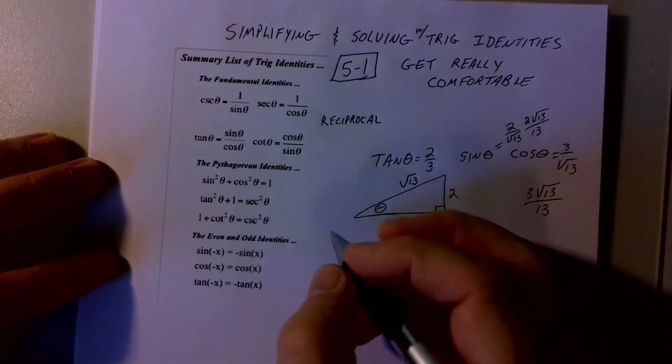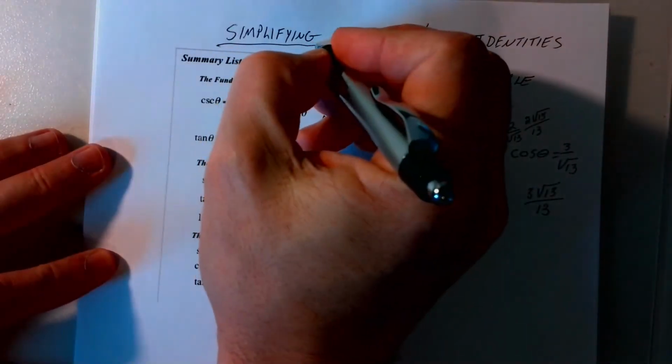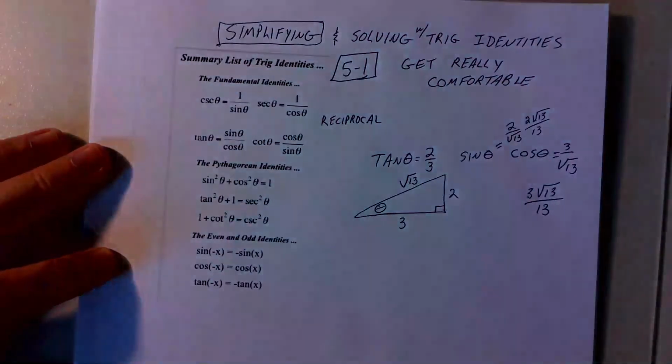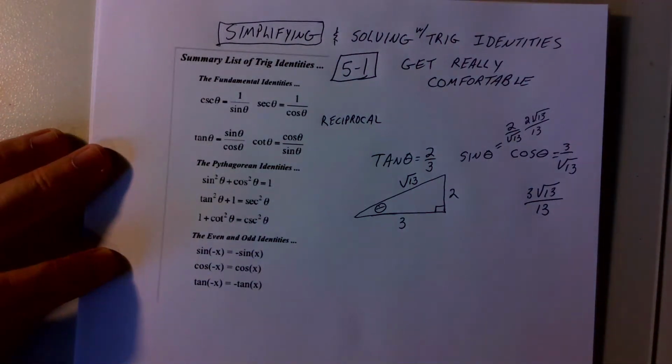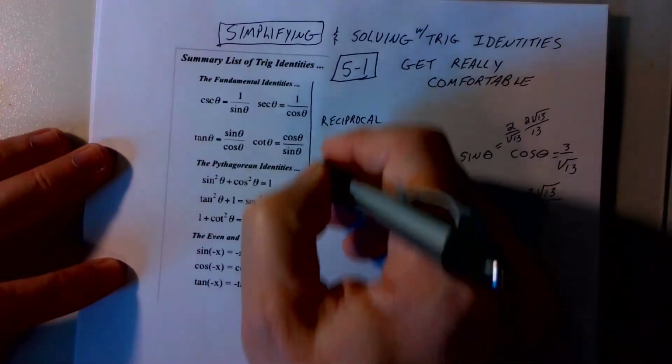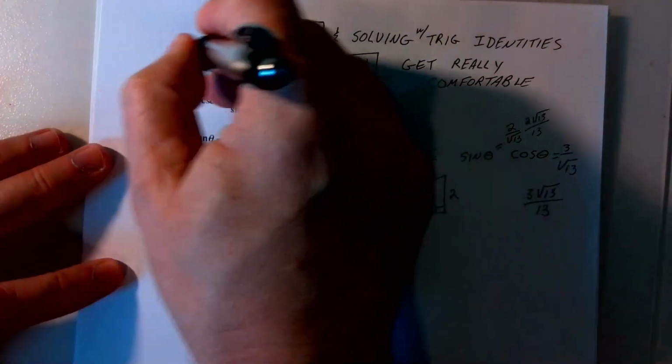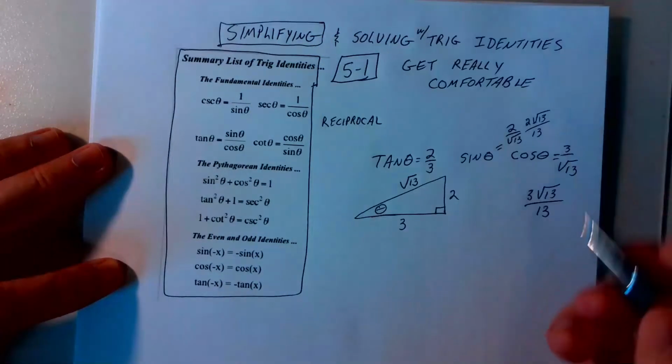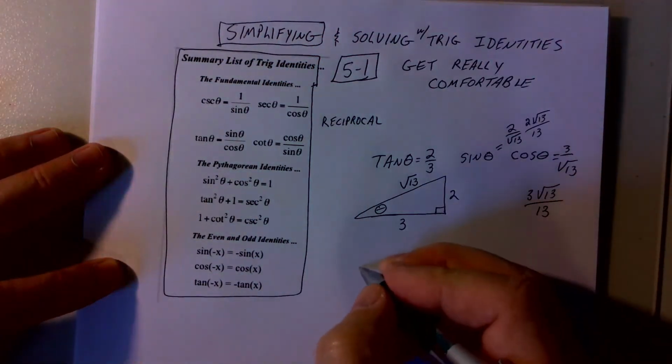Okay, so one of the big things that we're going to try and do is simplify lots of different expressions. They're going to get from really basic to really complicated, but our goal is again to think about these things right here. Can I do that? Okay, so let's try something that's pretty basic.